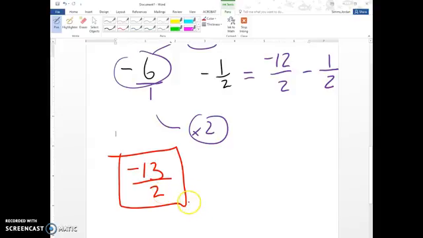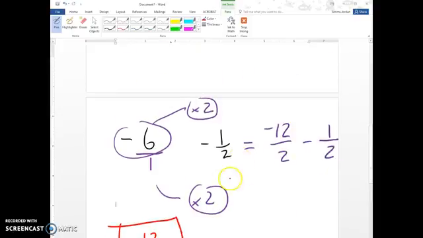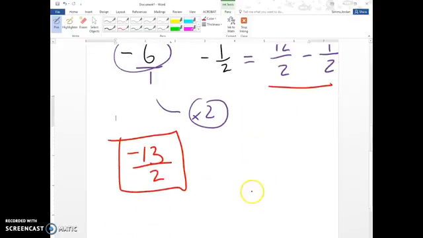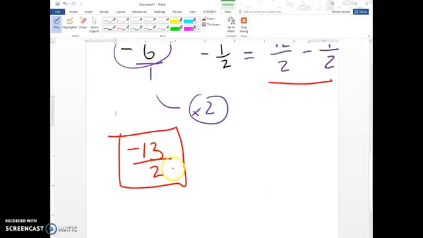Okay, so I hope that was useful. Basically, what you need to do is use multiplication to make equivalent fractions, add or subtract the numerators as appropriate, and then reduce only if you have to.